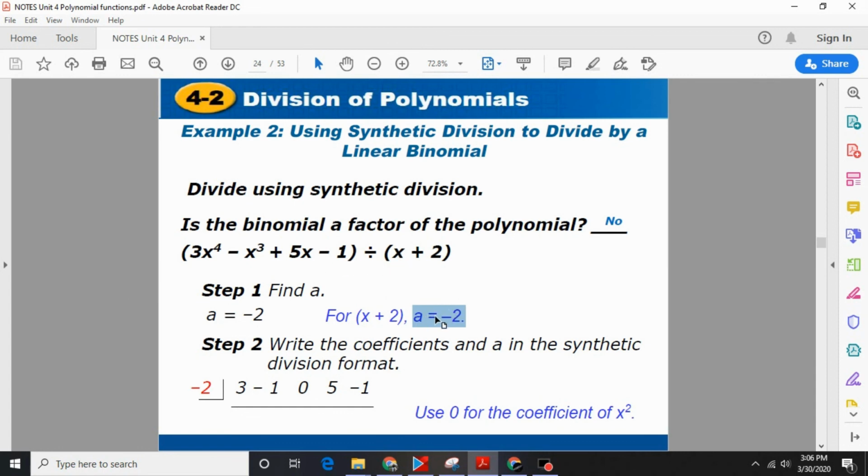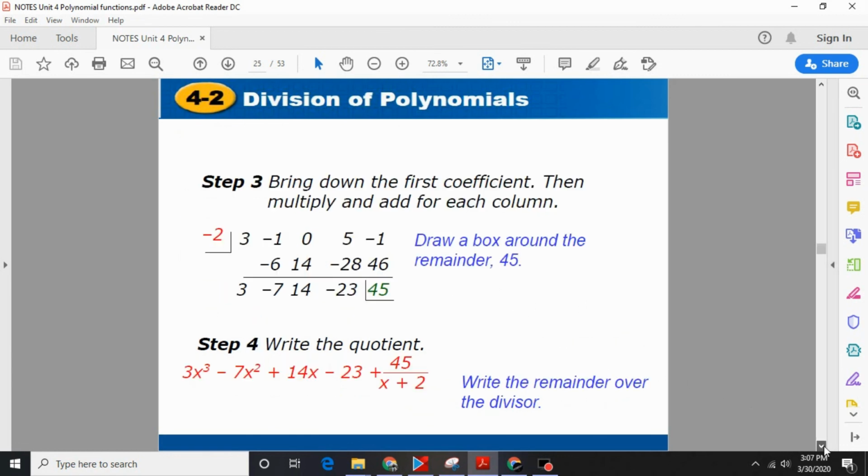Set up your polynomial. Since a is -2, that goes on this side of the box. And then you have your coefficients, 3, -1, since there's an understood 1 here. Since the x squared term is missing, that's 0, and then the +5 and the -1. Follow the synthetic division, drop the 3, times -2, -6, -1, -7, and so on until you get to your final value, which is 45.